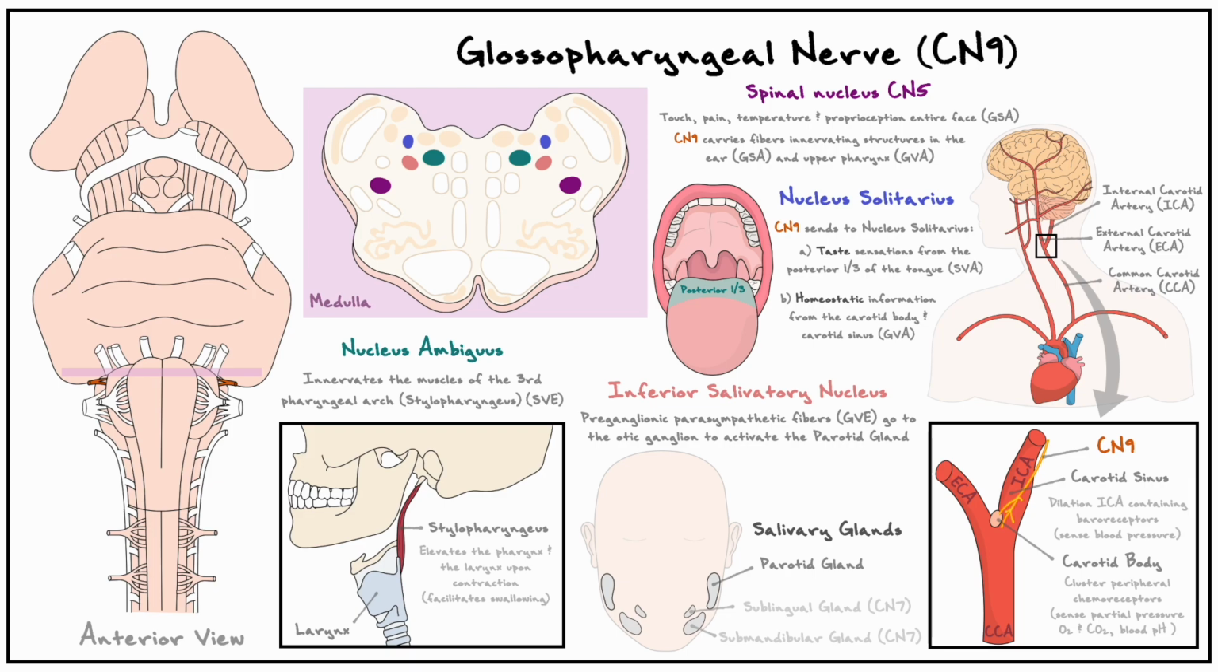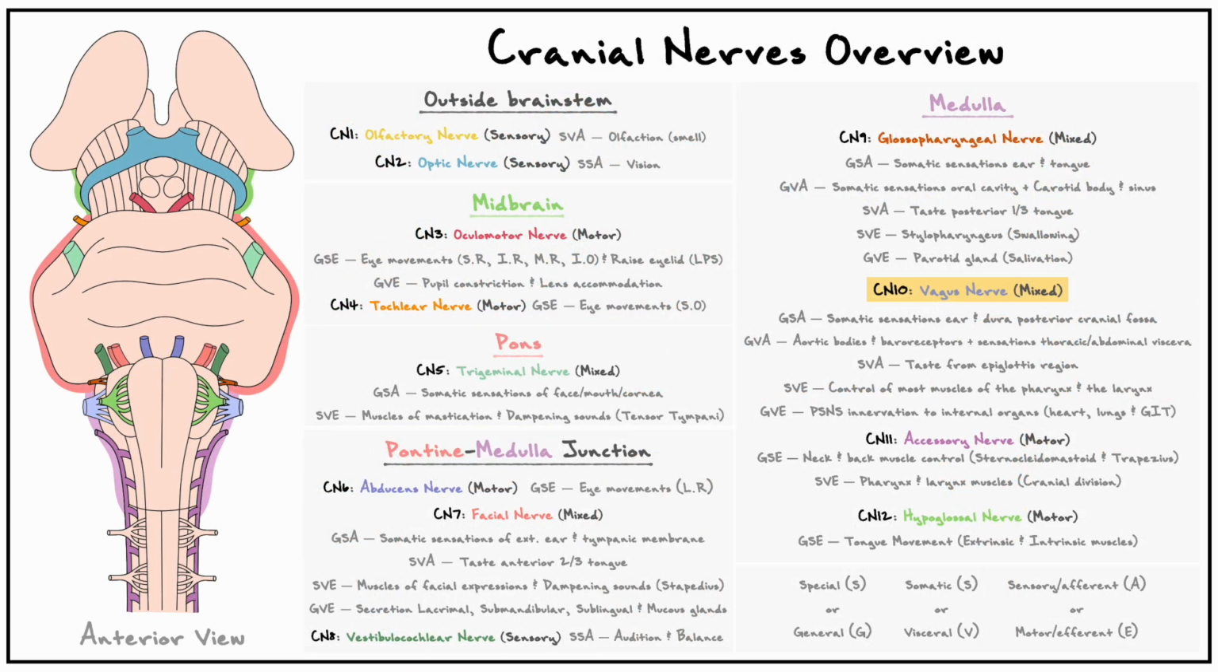Given that the pharynx is considered to be part of the viscera, these specific fibers going to innervate the structures of the upper pharynx are considered to be general visceral afferent. This final detail completes our general picture of the glossopharyngeal nerve. With the glossopharyngeal nerve now covered, we can move on to cranial nerve 10, the vagus nerve.